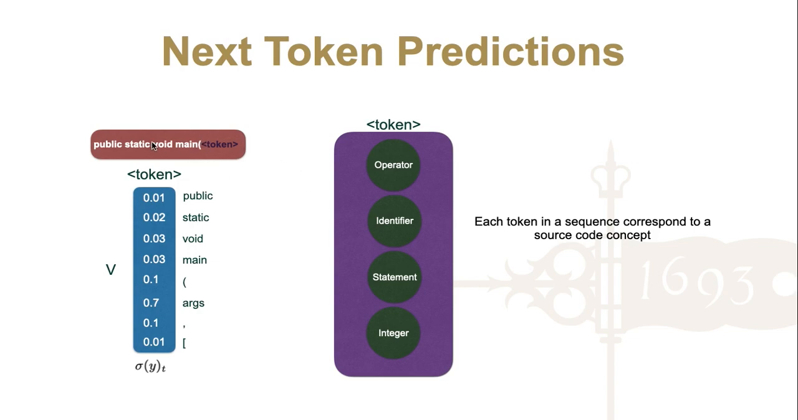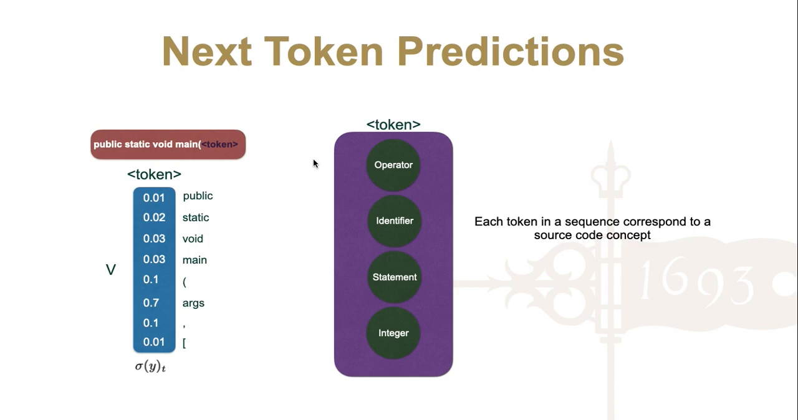In this example, imagine that we have this sequence of tokens in the source code, public static void main, and then we want to predict what is going to be the next token. If we use a large language model to accomplish this task, at the end we will have a probability distribution with every possible word in the vocabulary with an associated probability. The model will choose the highest probability. In this particular example, it will correspond to the token args.